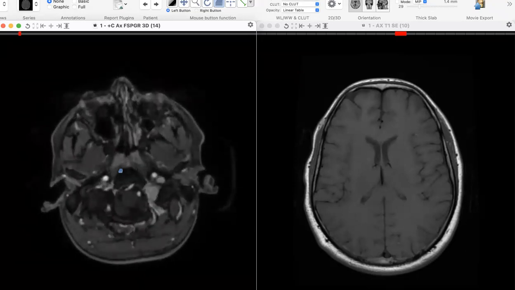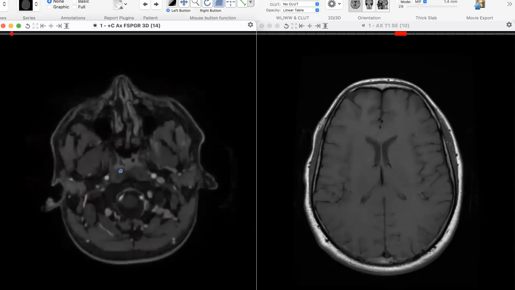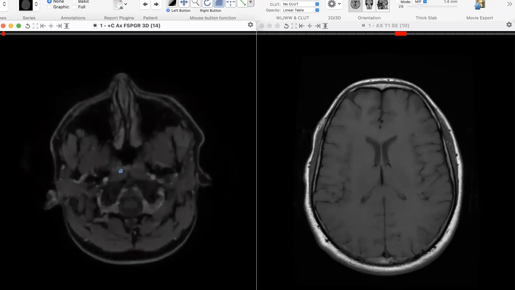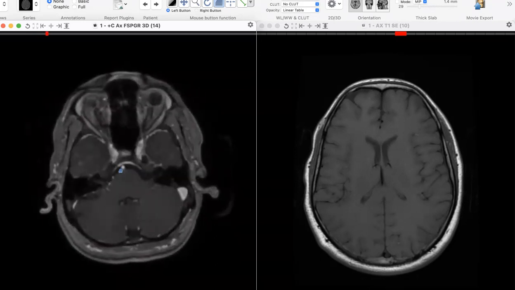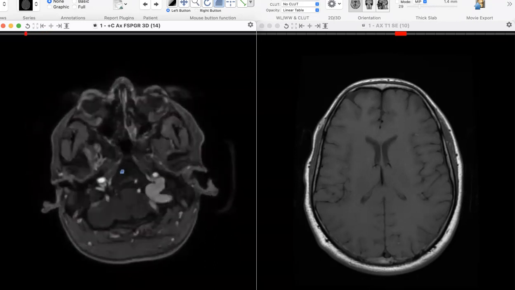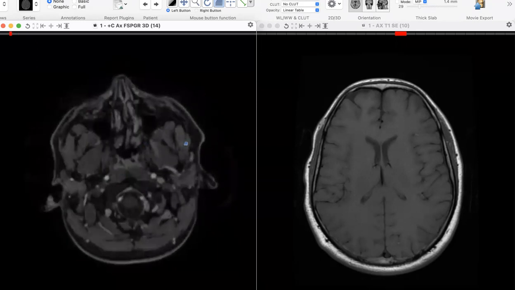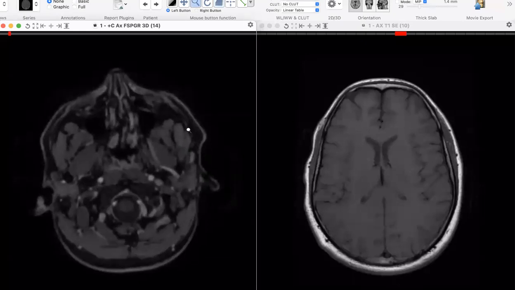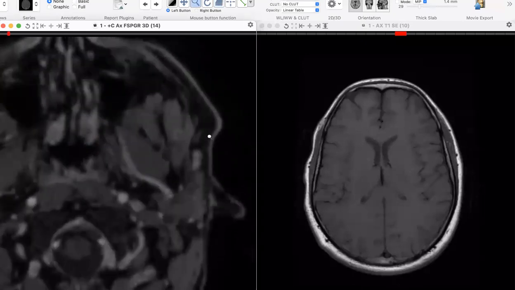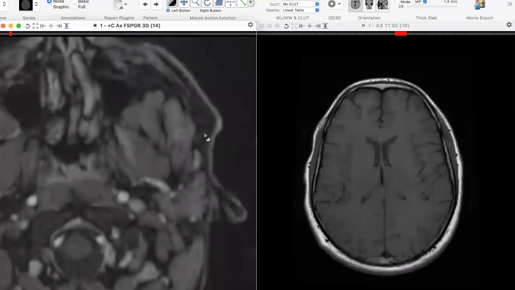I can appreciate some enhancing mass lesion in the left internal ear, but I'm not... Let me just show you. Yeah, okay. What do you think about this? Sir, I'm not able to see you now. Now? Yeah. So what do you think about this? Comparing it to the other side, this is also a ring enhancing lesion.